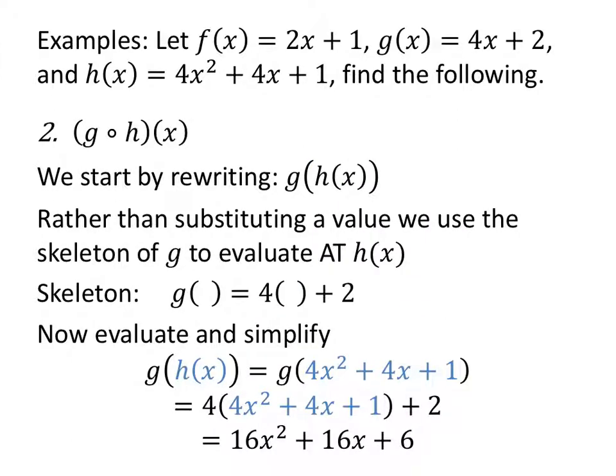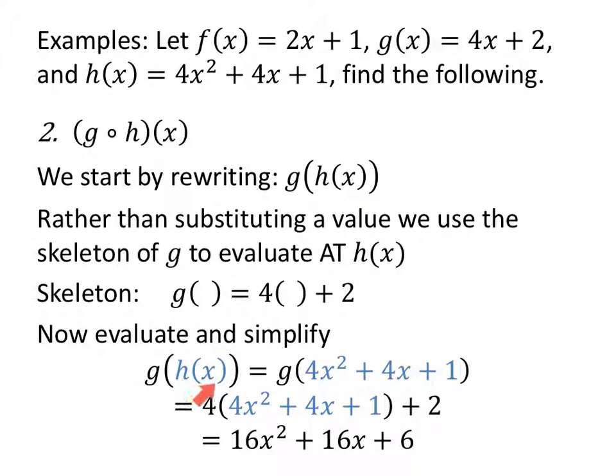g composed with h of x. This time I don't have a specific number, I have just x. Rather than substituting a value, we use the skeleton of g to evaluate at all of h of x. The skeleton of g says g of something is 4 times something plus 2. The skeleton shows the structure, so I remove the x's and leave parentheses behind in their place. But what am I looking for? I'm evaluating g at h of x.